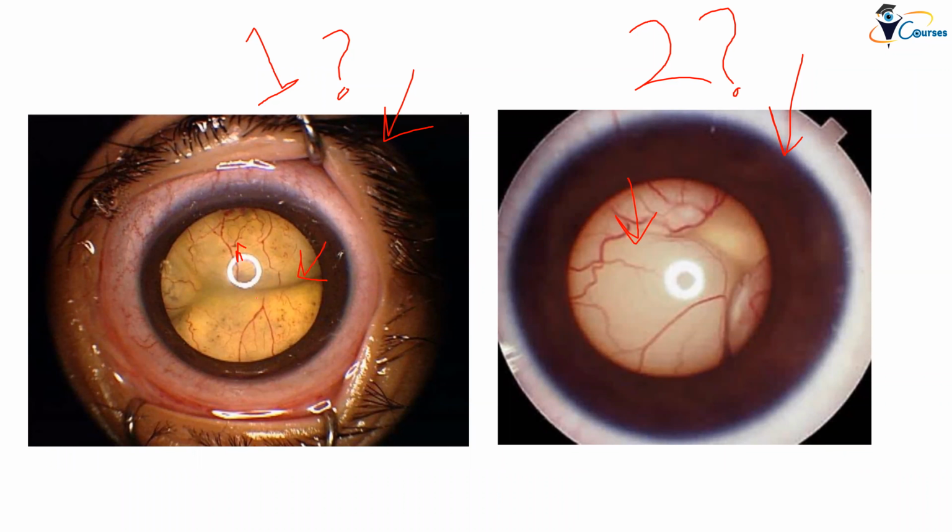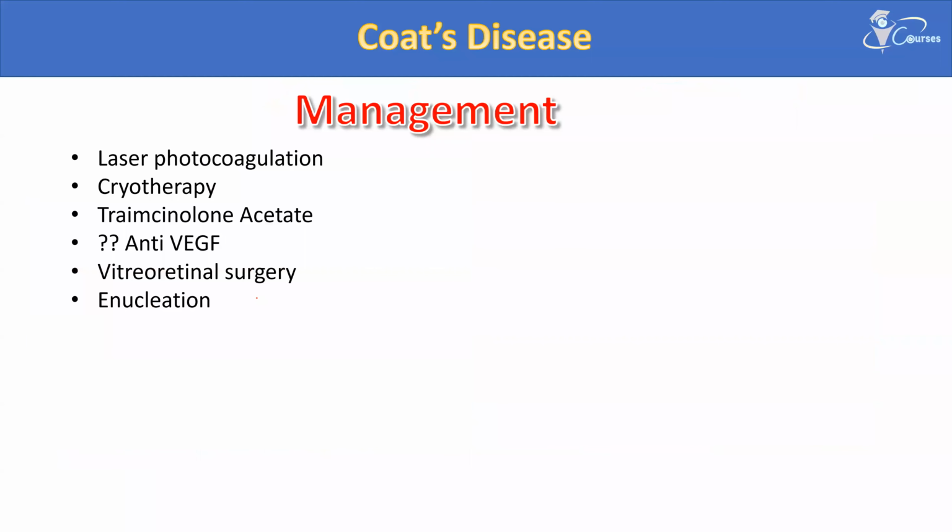Okay, so this is Coats disease. How would we manage a patient with Coats disease? Laser photocoagulation to the ischemic retina, and trying to obliterate the new vessels. The aim of treatment here is to obliterate the telangiectatic blood vessels by laser photocoagulation or by cryotherapy.